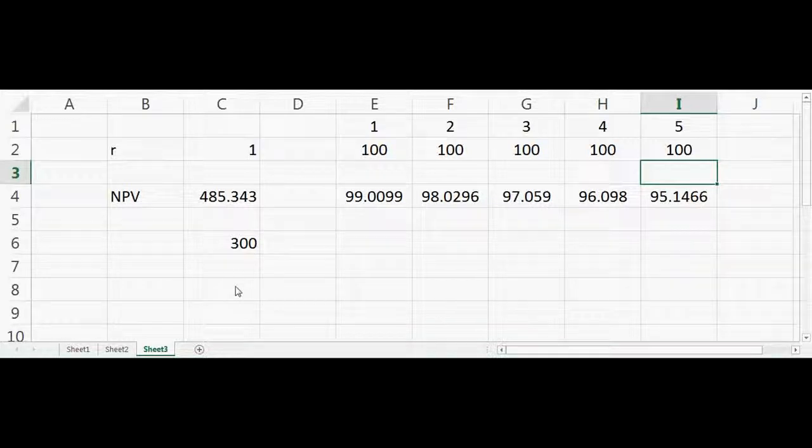I can do another program, but I just wanted to use this sheet here. So you can see that the net present value right now is 485.343 because the rate of return is 1. So I need to bring this rate of return close enough that net present value is equal to 300, which is your initial investment. So this is the initial investment, right?